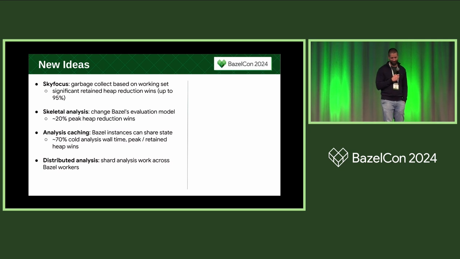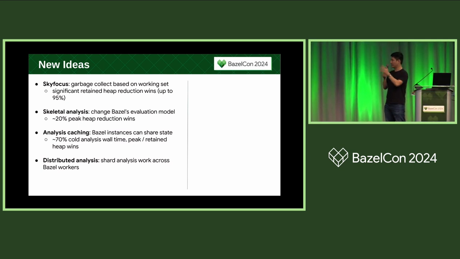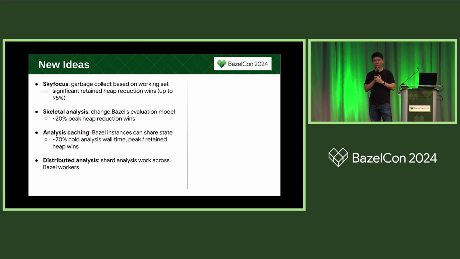And lastly, everything at the top builds into what Ivo called the Holy Grail idea, which is distributed analysis. It is the idea that you want to horizontally scale Bazel itself, right? Right now you can horizontally scale RBE, but we want to scale Bazel itself.